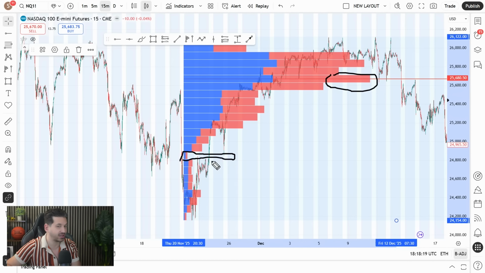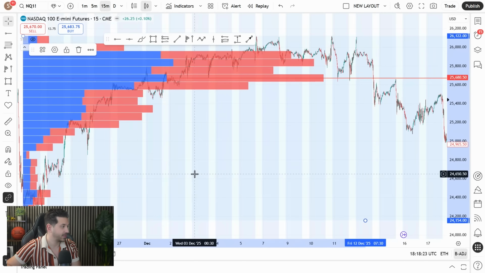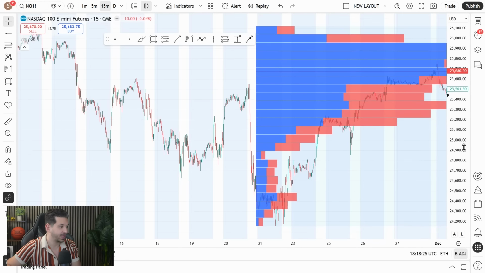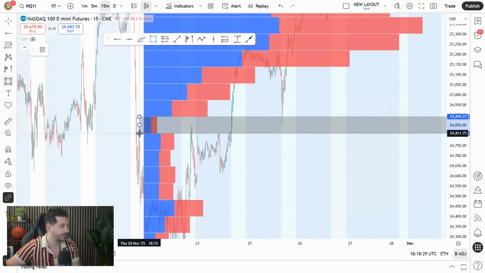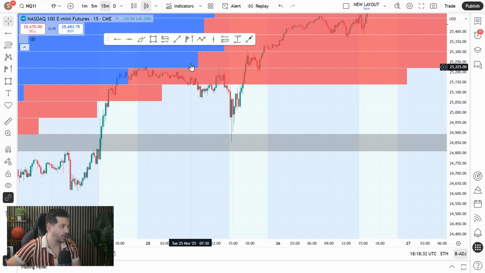And you can actually see right away, if I zoom in here, you can see this low volume node. If I just draw a box around it, when we dip back in, price immediately rejected out of it.